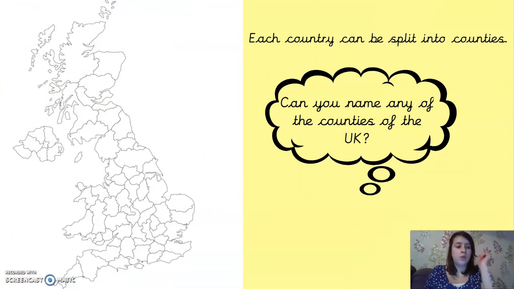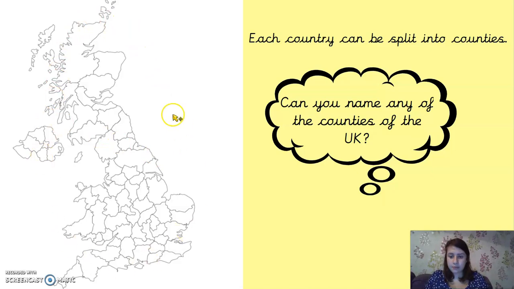Okay, so we've got the 4 countries of the UK, and each country is also split into something called counties. Now, you may have seen these on a map, you may have seen these in other places, but do you know any of the counties of the UK? So if you have a look at this map on this side, this is the UK split into all the different counties. You'll notice there's maybe more down here than there is up here. But do you know the names of any? And can you find them on the map?